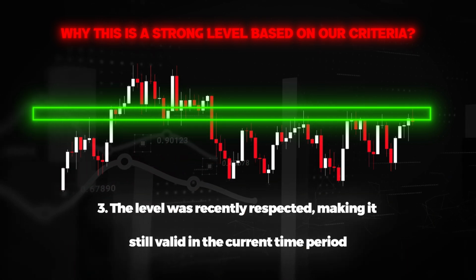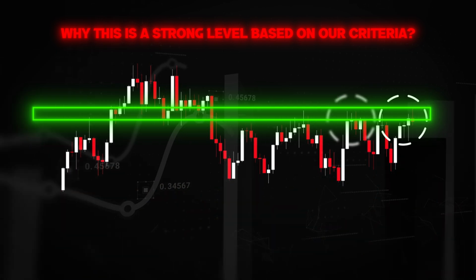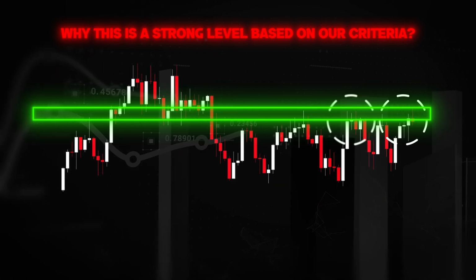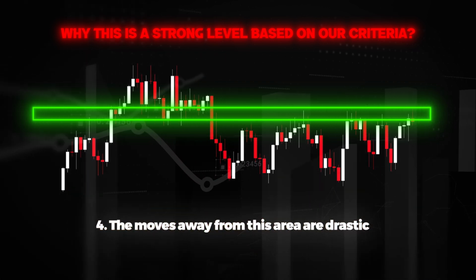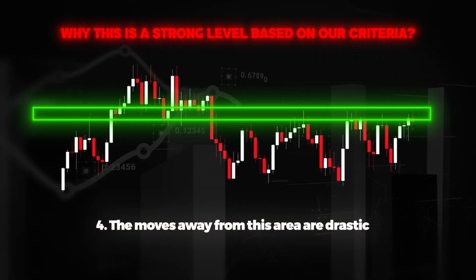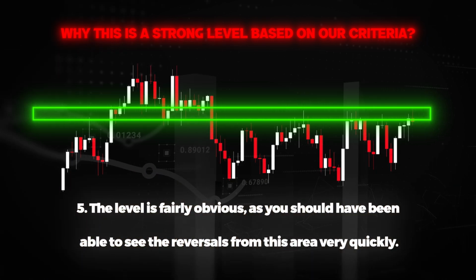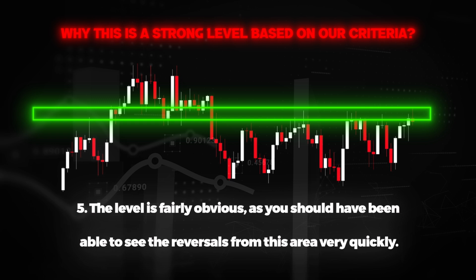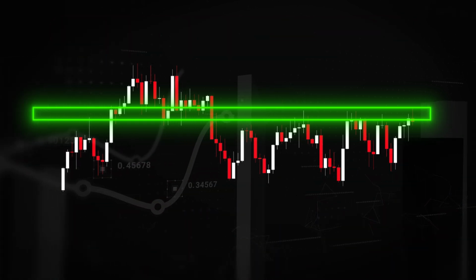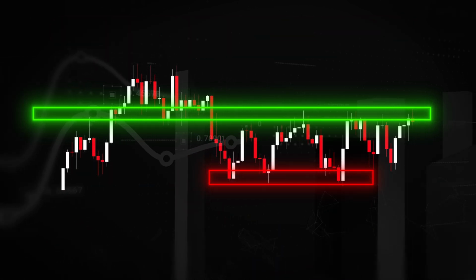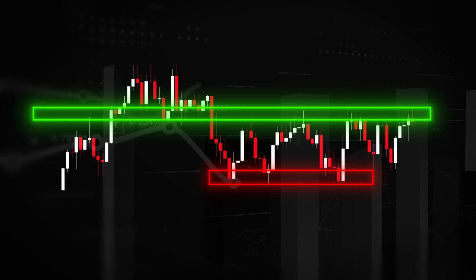3. The level was recently respected, making it still valid in the current time period. 4. The moves away from this area are drastic. 5. The level is fairly obvious, as you should have been able to see the reversals from this area very quickly. Moving on down, we spot the 3 rejections here and draw in another level.